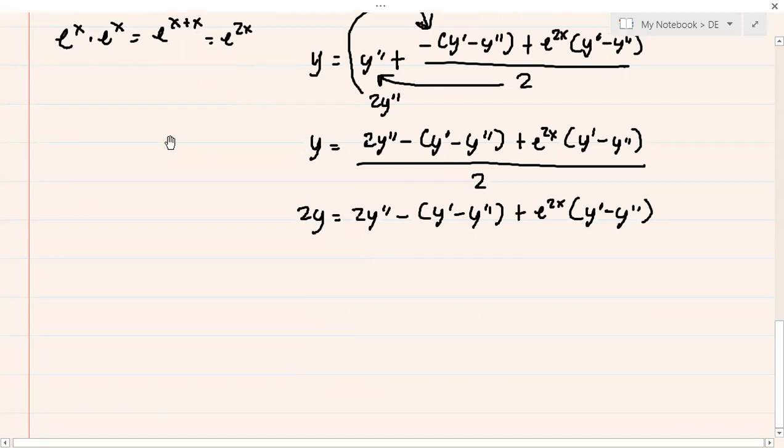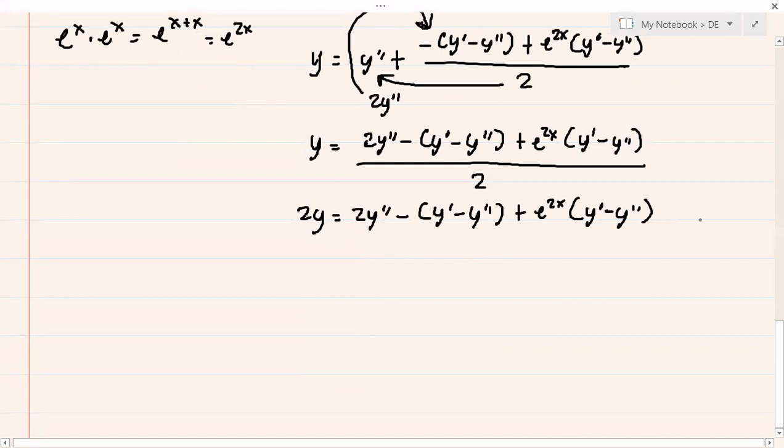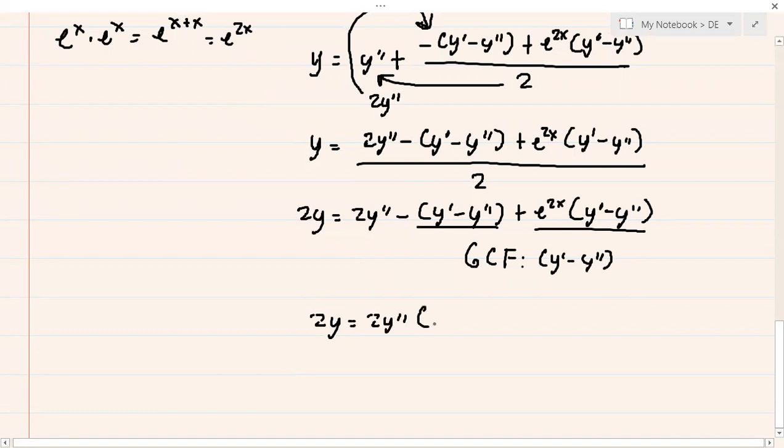Okay? Kung mapapansin nyo sa last two terms, we have negative quantity y prime minus y second prime. Then we have e raised to 2x times quantity y prime minus y second prime. So that means these last two terms are both divisible by y prime minus y second prime. At yan yung greatest common factor nila. So pwede ko silang i-factor out. Therefore, I will have 2y prime times tuloy.